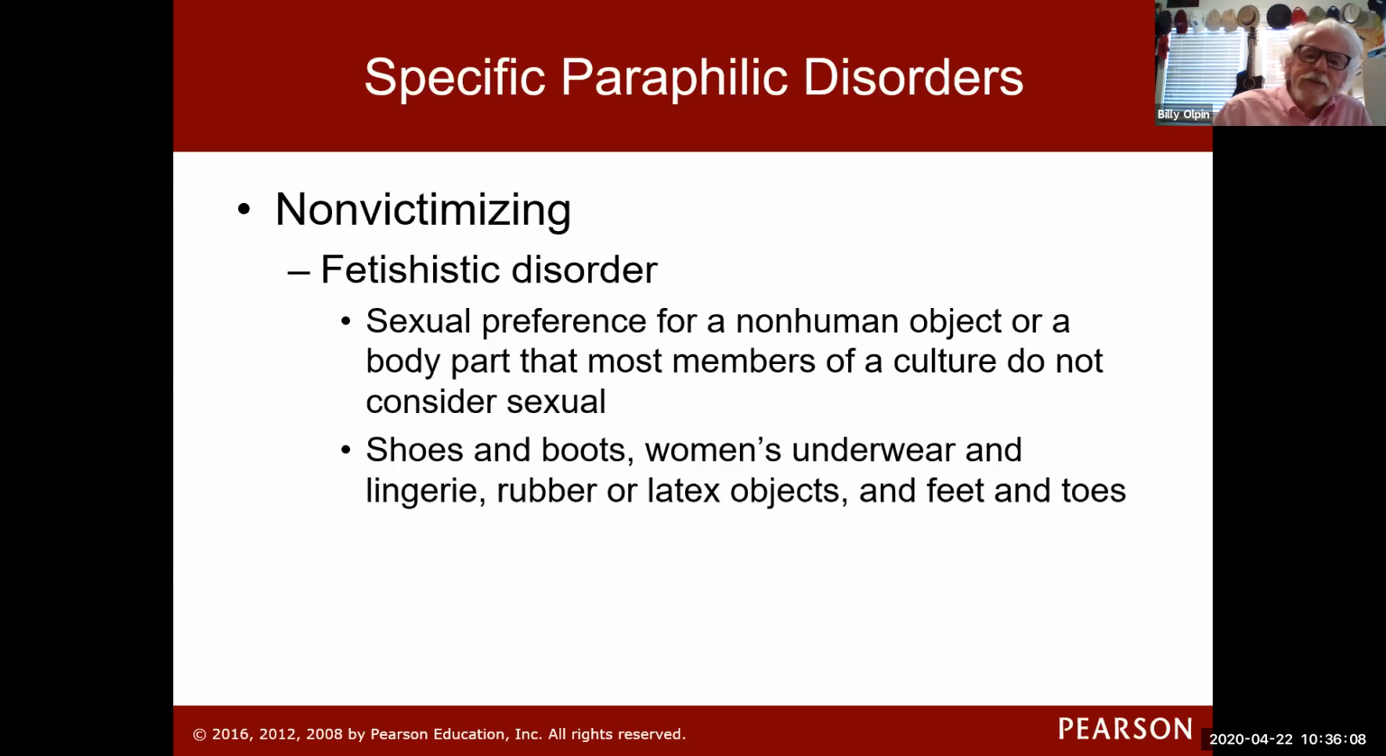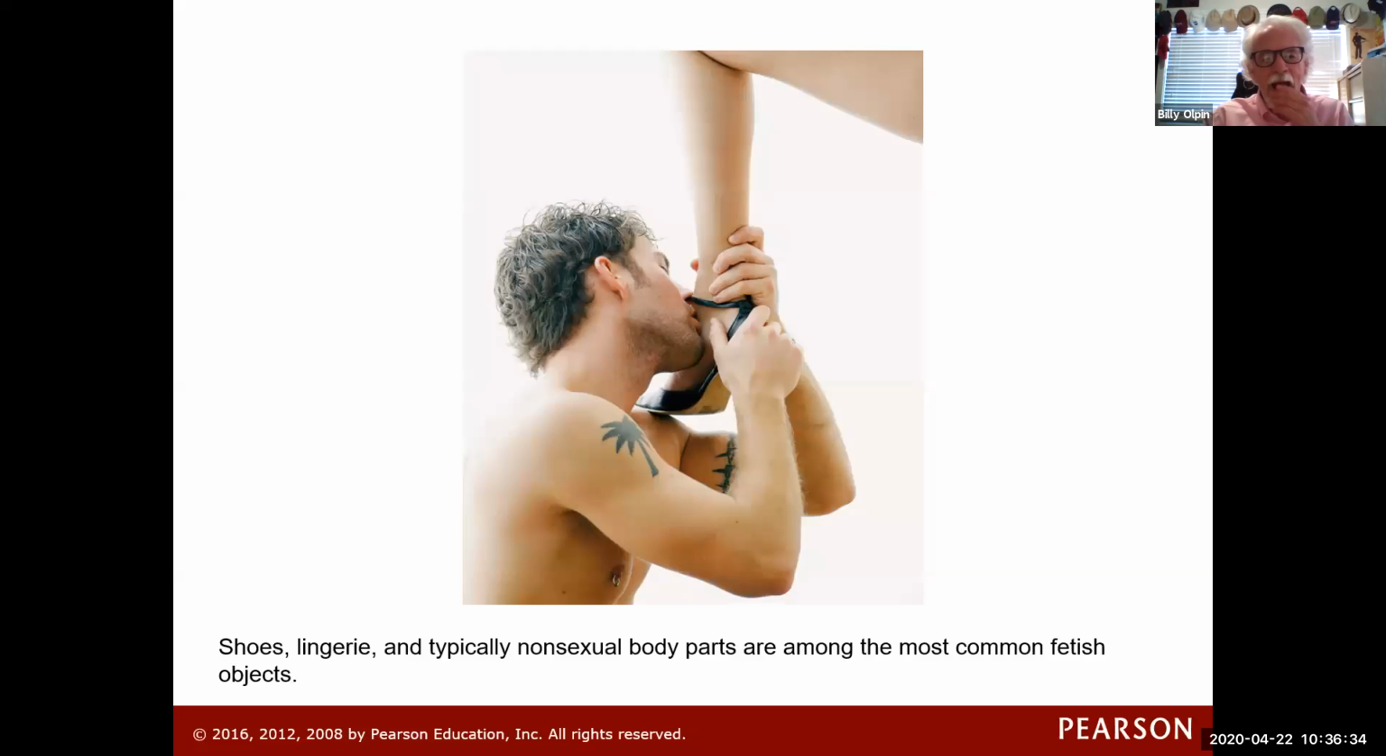Then, of course, fetishes are seen as non-victimizing. I prefer my sexual arousal comes through objects, shoes, sometimes inanimate objects, right? And sometimes animate objects, like I can be focused on one part of the body that most people don't see as sexual, such as feet and toes is often the focus of that. Lingerie, right? We talked about that.